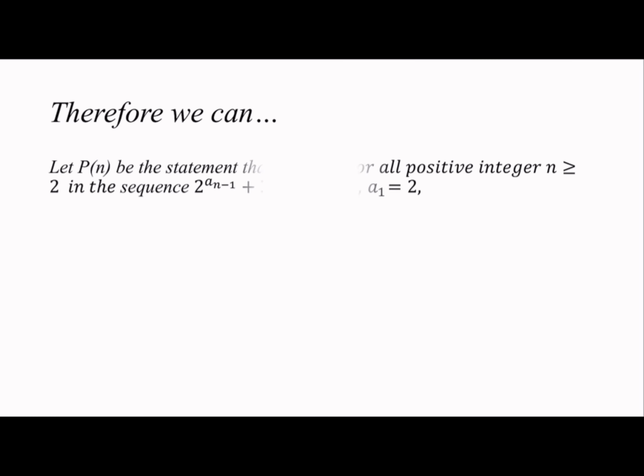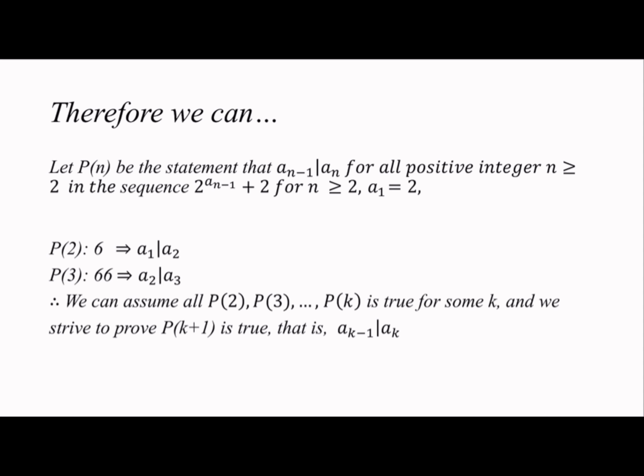That means we can let Pn be the statement that an minus 1 divides an for all positive integers n larger than or equal to 2 in the sequence an equals 2 to the power an minus 1 plus 2, with a1 equal to 2. Our base case P2 is 6, and a1 divides a2 clearly because 2 divides 6. To continue the base case, P3 is equal to 66, so a2, which equals 6, divides 66. Therefore, our base case holds.